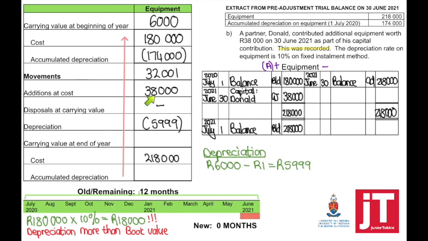To get my movement, additions minus the depreciation. Carrying value at the end: carrying value in the beginning plus the movement equals carrying value at the end. To get my accumulated depreciation, take the balance in the beginning plus the depreciation equals the accumulated at the end. If you take the cost minus the accumulated, it will give you exactly the same answer.